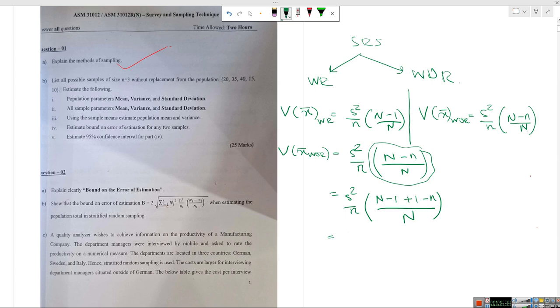So now it becomes s squared divided by n. Now I'm going to split this fraction like this: n minus 1 divided by n plus s squared divided by n. If I write this way you may understand, right? I'm just going to split this only. Then again plus 1 minus n divided by n, right?